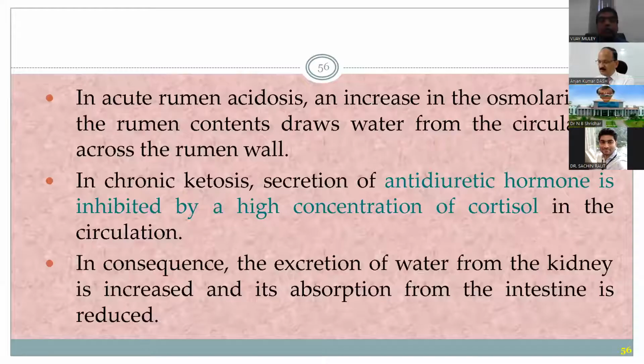And in acute rumen acidosis, of course, we need to administer sodium bicarbonate. Then in chronic ketosis, secretion of antidiuretic hormone is inhibited by a very high concentration of cortisol. In consequence, the excretion of water from the kidney is increased, and its absorption from the intestine is reduced. Hence, the animal will suffer from more and more dehydration.